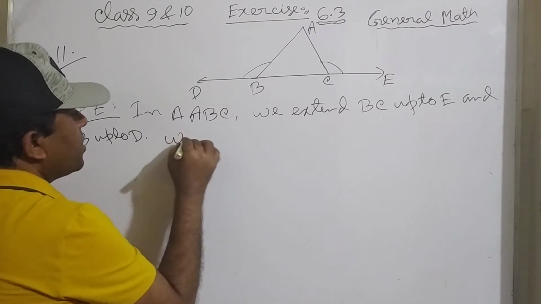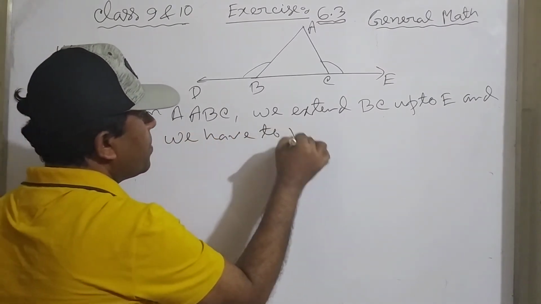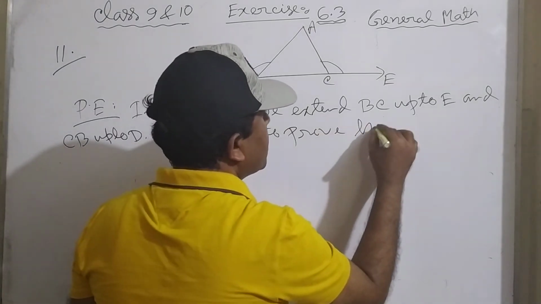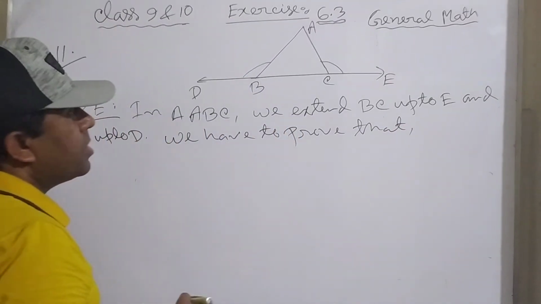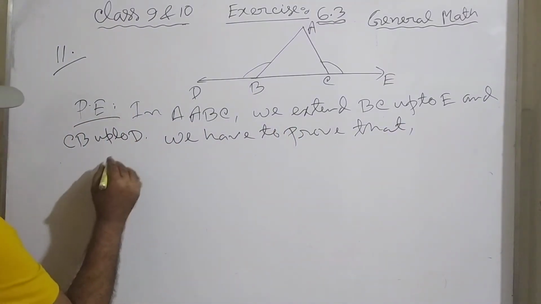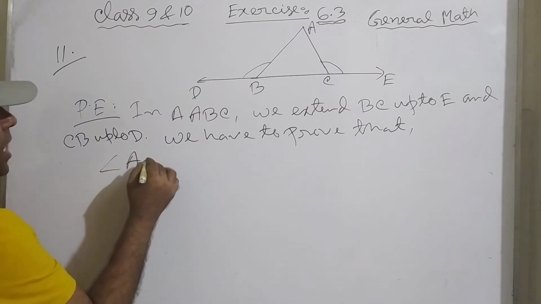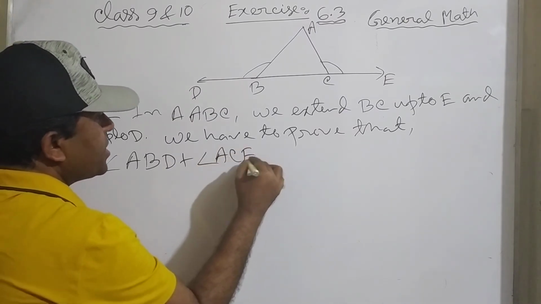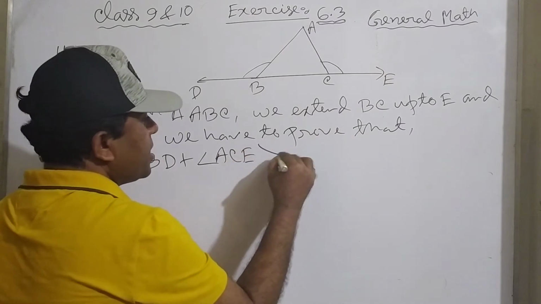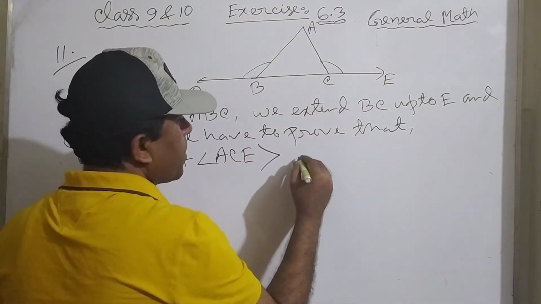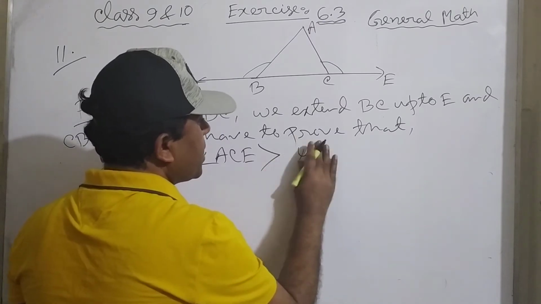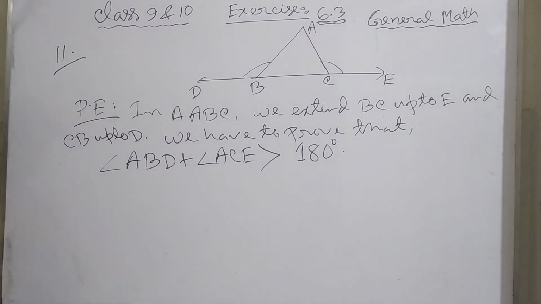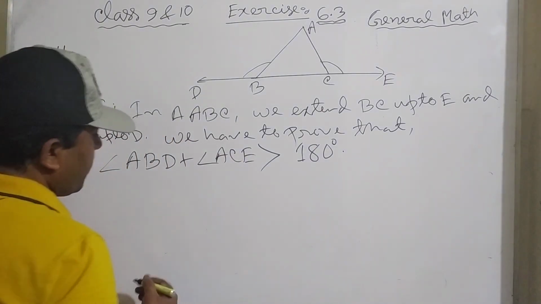We have to prove that the sum of two exterior angles, angle ABD plus angle ACE, is greater than two right angles. Two right angles means 180 degrees. Proof.